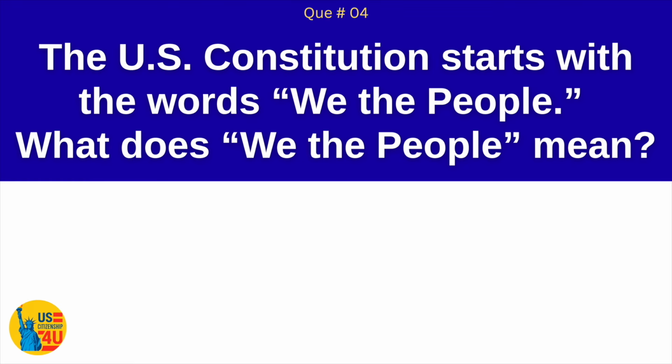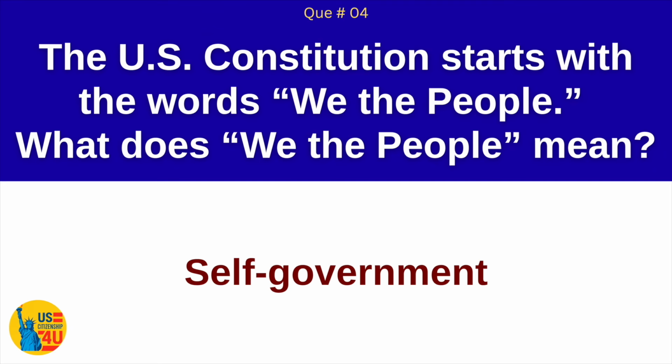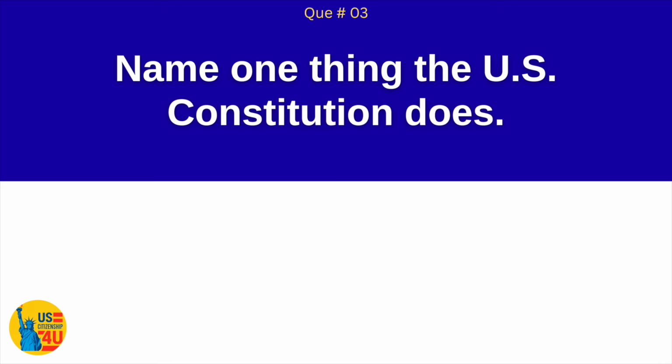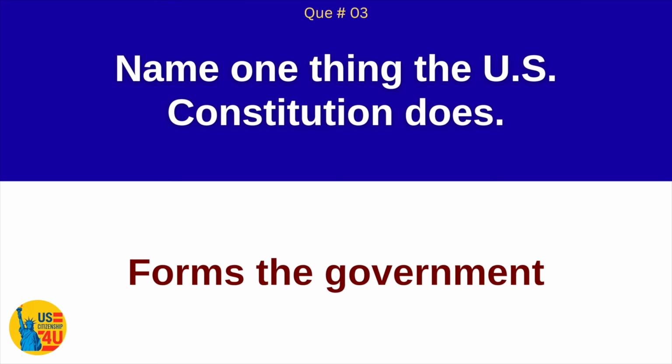The U.S. Constitution starts with the words, "We the people." What does "we the people" mean? Self-government. Name one thing the U.S. Constitution does. Forms the government.